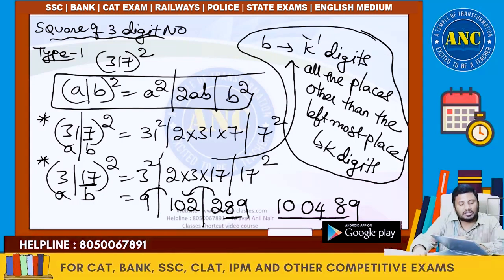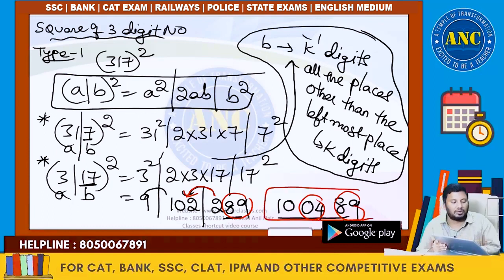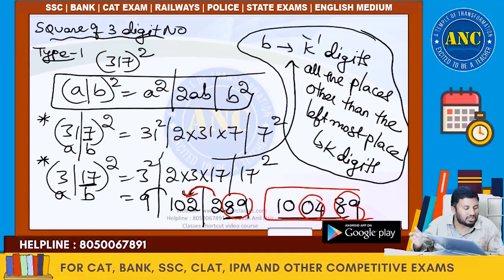Solving 31 square is a little difficult, so I go with 3 with 17 square. A square, 2ab and b square: 9, 102 and 289. Last two digits 89, 2 carried. 102 plus 2 is 104. So 04. 1 carried. So the answer is 100489. Which method to use depends upon the nature of the number.